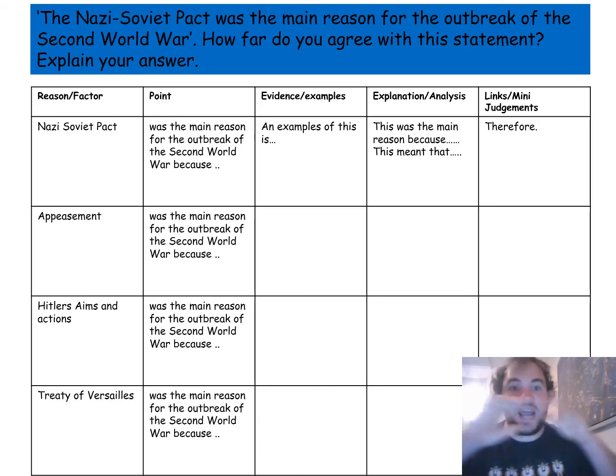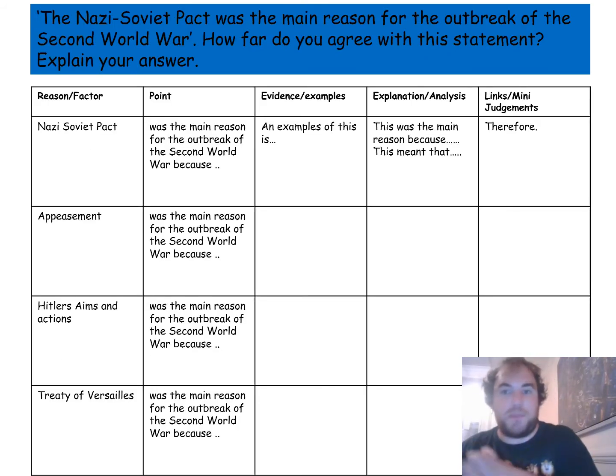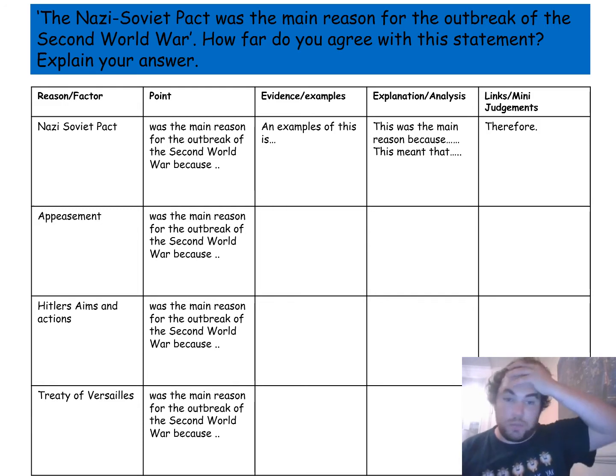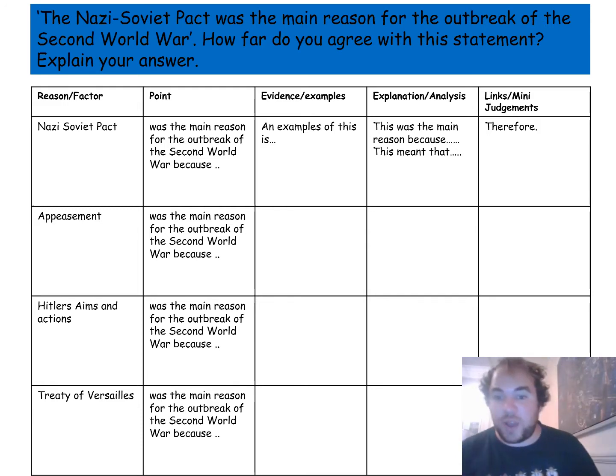Now the question is, the Nazi-Soviet pact was the main reason for the outbreak of the Second World War. How far do you agree with this statement? Explain your answer. Make sure you copy out the question onto your work. It will make your life a bit easier when referring back to it.